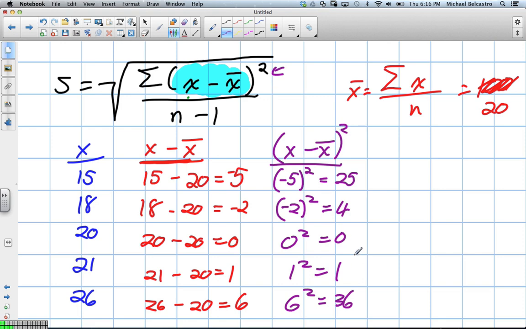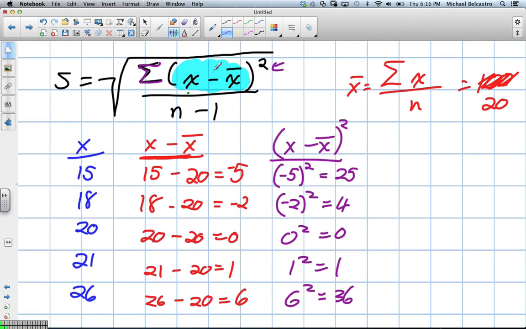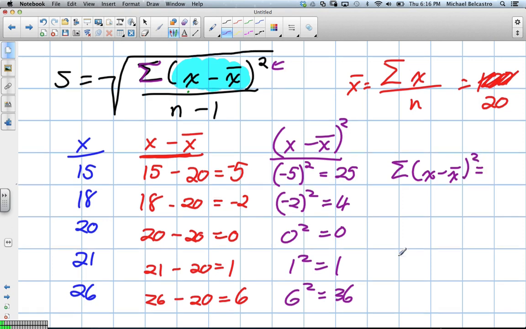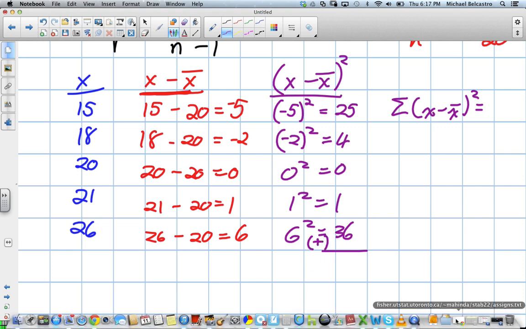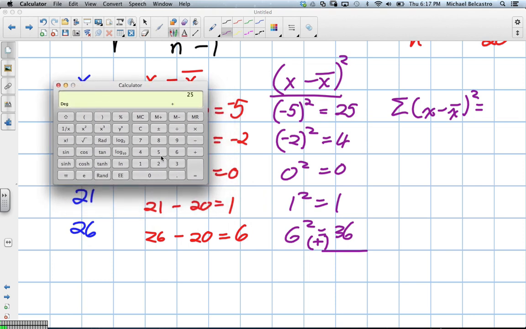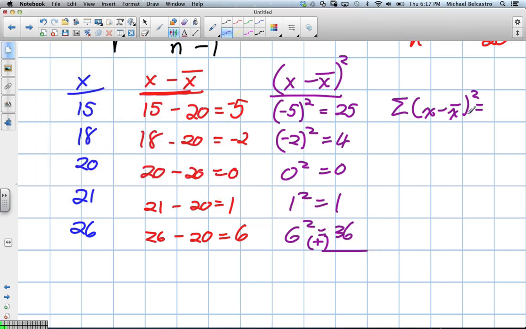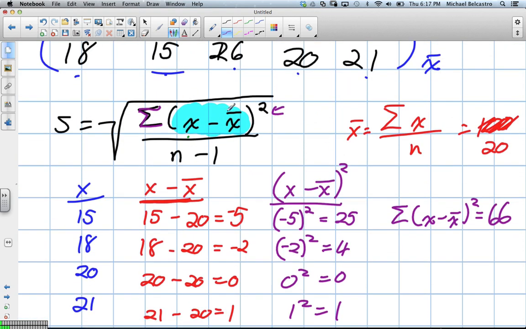Now from here, this symbol, like we talked about, represents the sum of. So we need to sum up all of these values. And once we do that, we'll have the top part of this equation. We'll be able to represent the sum of x minus x bar squared is equal to, and we're going to do that right now by summing up all of these values. 25 plus 4 plus 1 plus 36 is 66. So the sum of all those values is 66. So when we go to fill out this part of the equation, we now have our value for it.